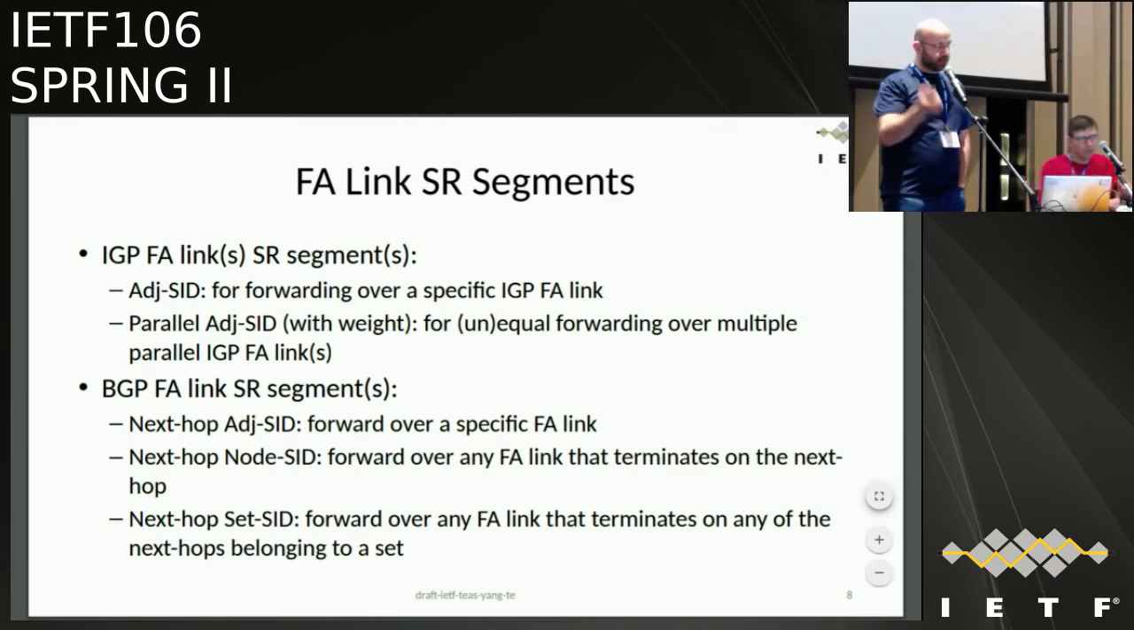a peer node SID. It load balances on multiple possible paths to the same node. And the peer set can actually take you to multiple different next hops in the set. So all these are possible. They're all defined already. We're just reiterating that they are possible.